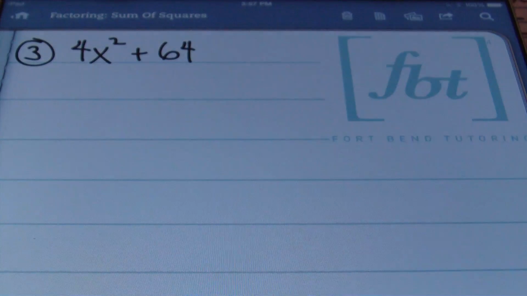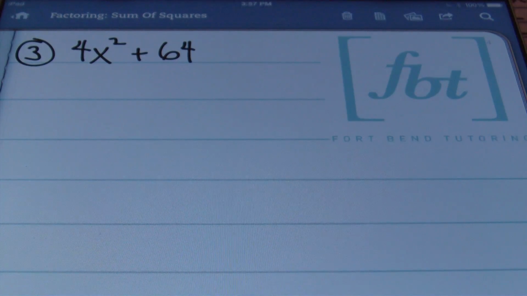All right, with problem number 3, we have 4x squared plus 64. You should already know and be aware of the fact that, yes, this is a sum of squares. That first term is a perfect square. We have a plus sign, so it's a sum. And then the second term is a perfect square. That 64 is a perfect square. It is. And so this is a sum of squares.